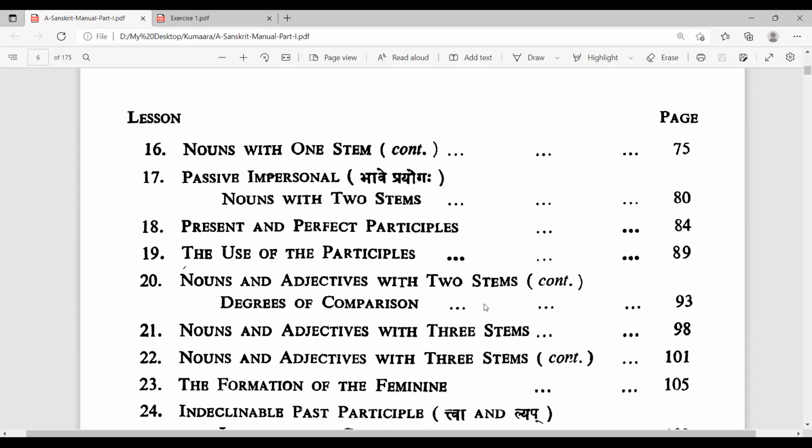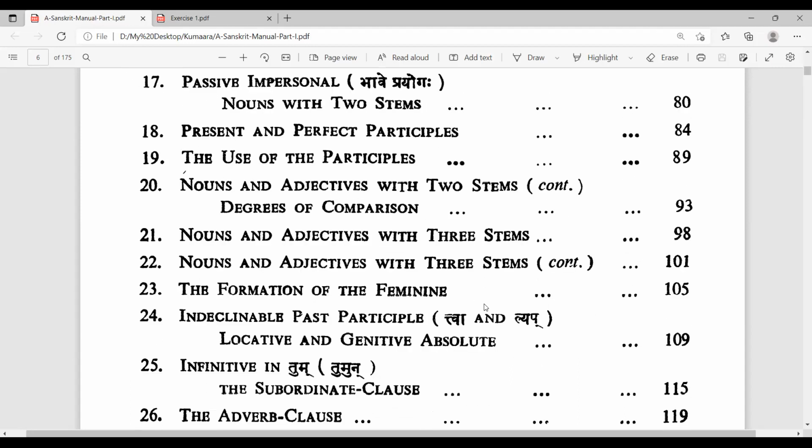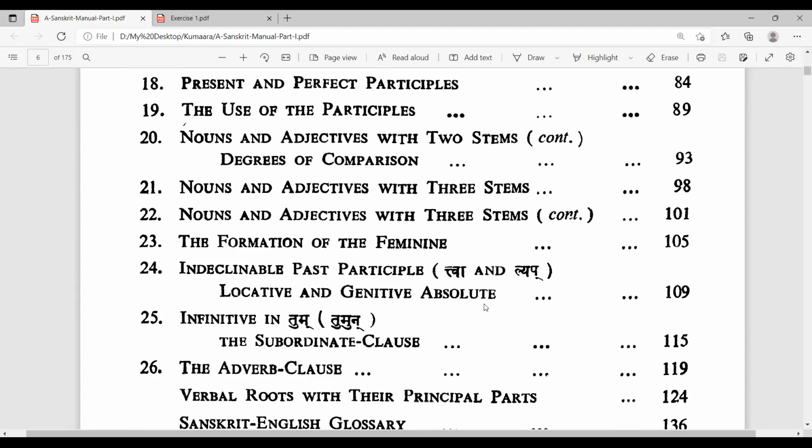Then nouns with two stems, present and perfect participles. Ktavatu pratyaya, use of the participles. The nouns and adjectives with two stems. Then degrees of comparison. Here we will see only the Iyasun pratyaya. Then the superlative will come, Ishtan pratyaya. Those shabdas also. Taratama also is there, and Iyasun and Ishtan pratyaya also will come. The nouns and adjectives with three stems, and similarly the next lesson also like that.